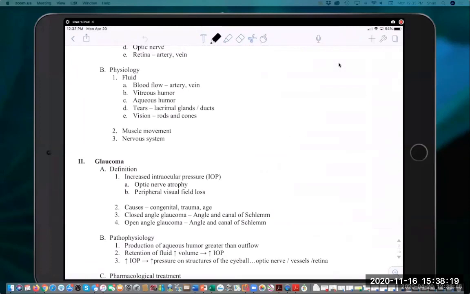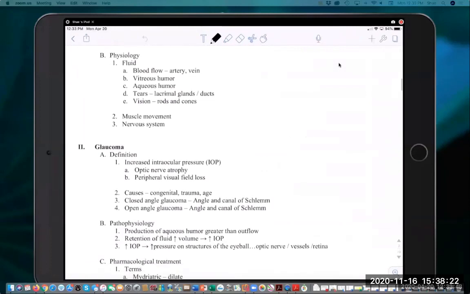Okay, so physiology speaking, so now we're on fluid. So we have blood flow, and some of this is going to be a little bit of reiteration of what was already mentioned. So we have blood flow through that central artery and vein that carries blood into the eye and supplies nutrition to the retina and carries blood away from the retina. So we also have the vitreous humor. We already kind of talked about that. That's the fluid that actually fills the posterior chamber of the eye. And then your aqueous humor is the fluid that fills the anterior chamber of the eye. And both of those actually contribute to intraocular pressure. That is the pressure that is within the eye.